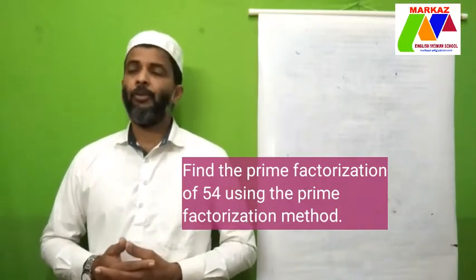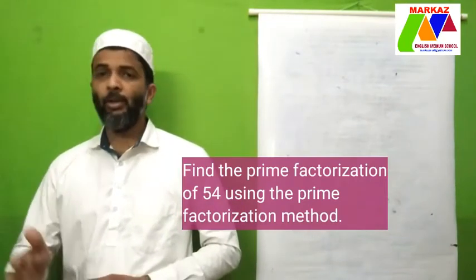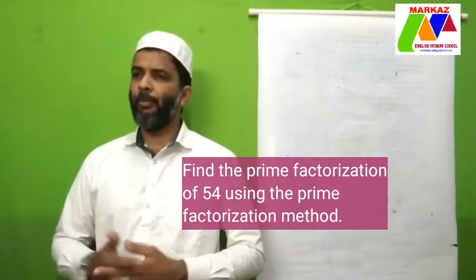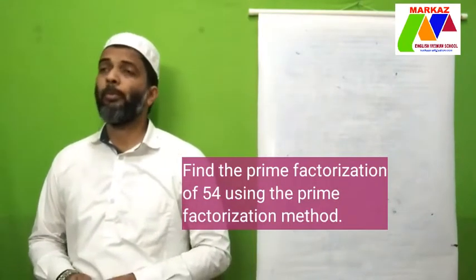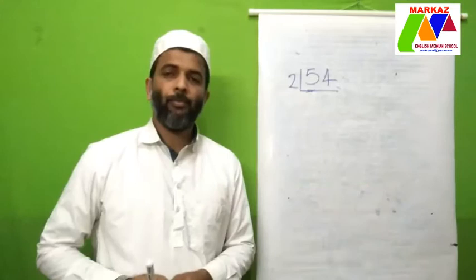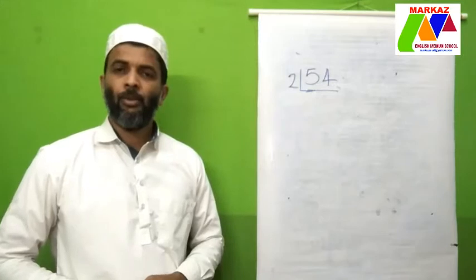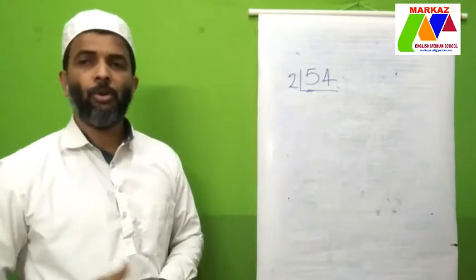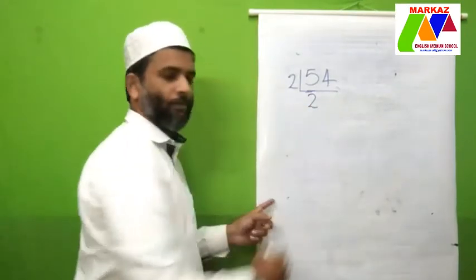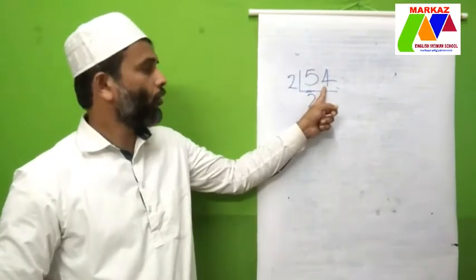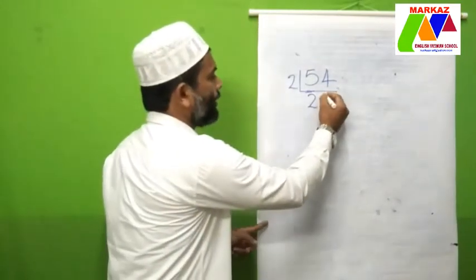As we can see, 54 is an even number. So we can start the division by 2, which is the smallest even prime number. So we will do division by 2 through the prime factorization division method. How many 2s in 5? 2 times, 2 twos are 4. We write the quotient here on the downside. Remainder 1. So 14. How many 2s in 14? 7 times. Right? 7 here.